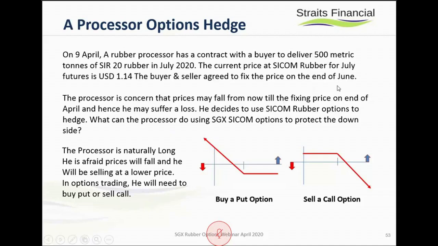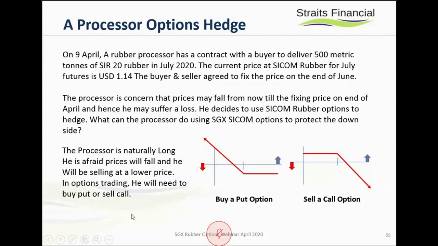All right. So the processor is afraid that if the price comes down by the end of June, he will be selling to the buyer at a lower price. So in order not to suffer a loss, he decides to use options to hedge. In other words, the processor is afraid the market will go down by the end of June. The processor is actually naturally long. He's afraid prices will fall and he will be selling at a lower price to the buyer.